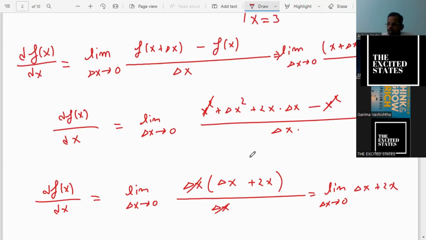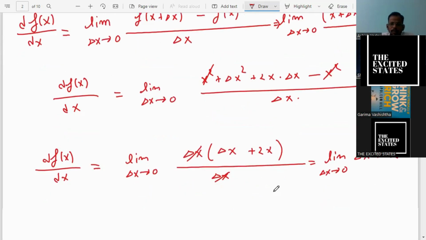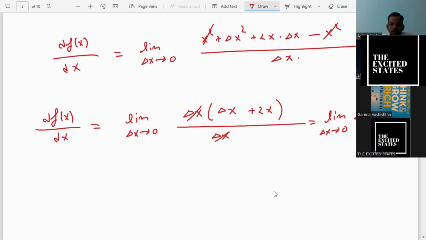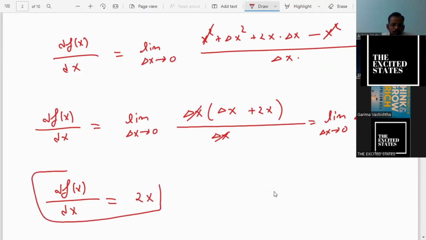Since delta x is approaching 0, this expression will be simplified to 2x, because this will be approaching 0. So the differential of f of x over the differential of x will be simply 2x. So this is the definition. This is the derivative of f of x.